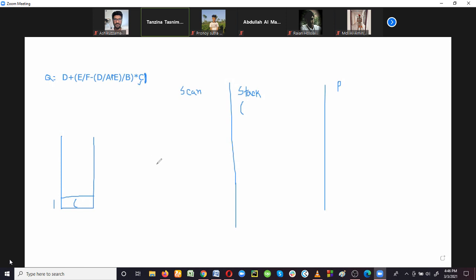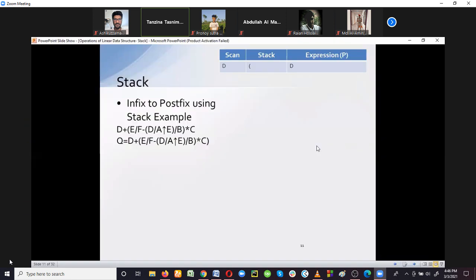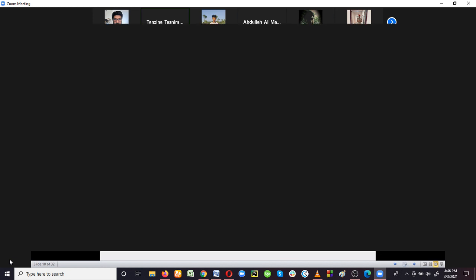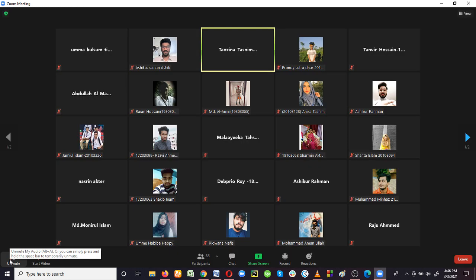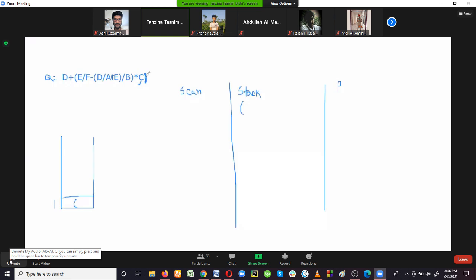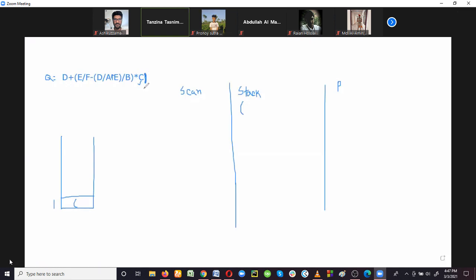Okay, now step number 2. I'm sharing that slide again. Step number 2: scan the queue from left to right and repeat steps 3 to 6 for each element of the queue until the stack is empty. For now, we just need to know how many times we can scan this infix notation. So how many times are we going to scan it until the right parenthesis is encountered?